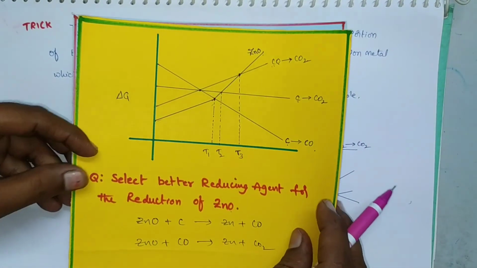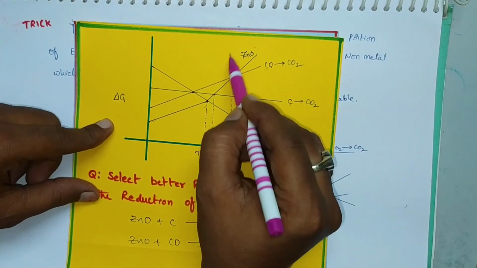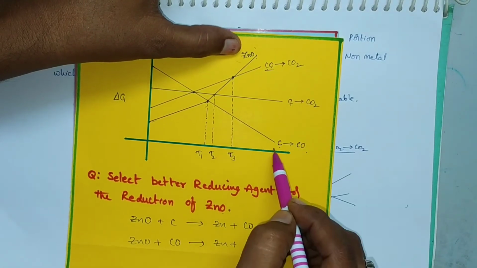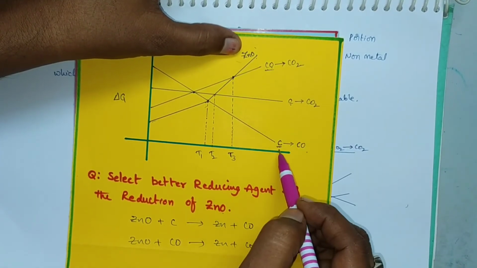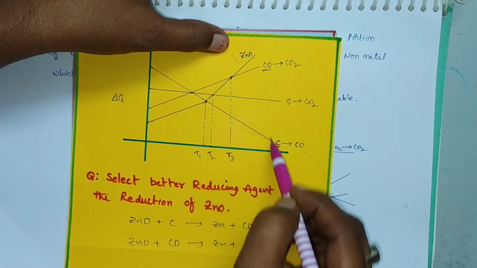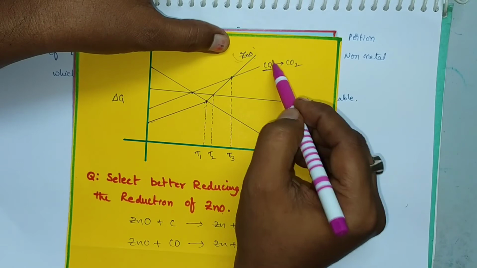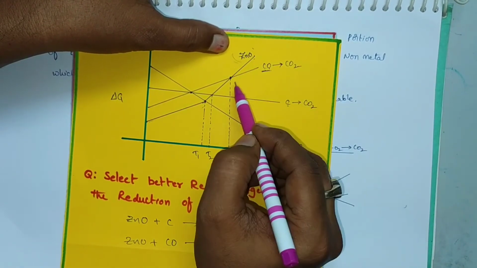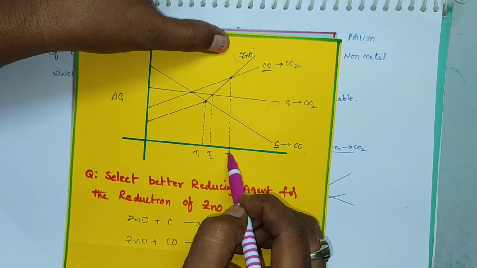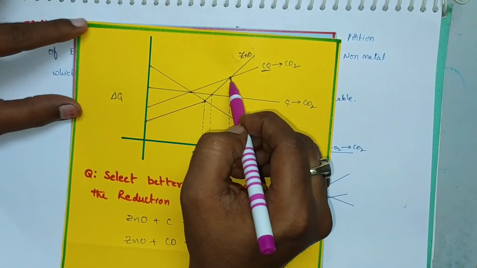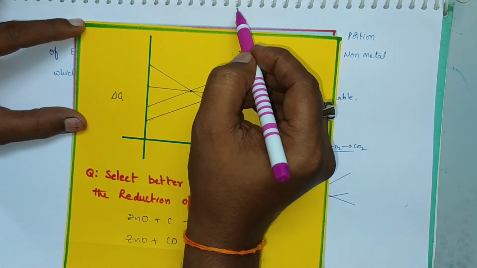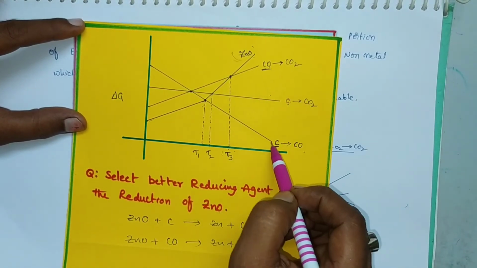So here in this case, the metal oxide which is present above portion can be reduced by the metal or non-metal which is present at the below portion. So that's why the zinc oxide can be reduced by either carbon monoxide or carbon, because both are present at the lower portion of the zinc oxide at the above temperature T3. But this is very high temperature. So above this temperature T3, the zinc oxide curve is above portion, whereas these three curves are at below portions.